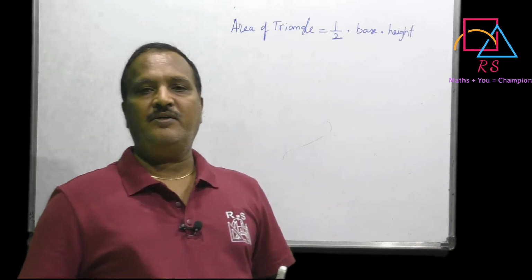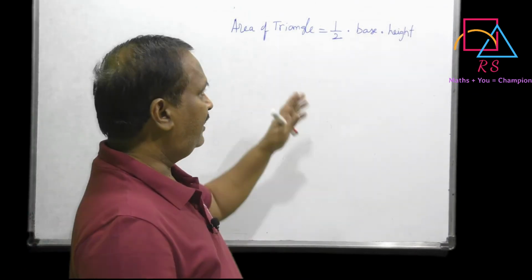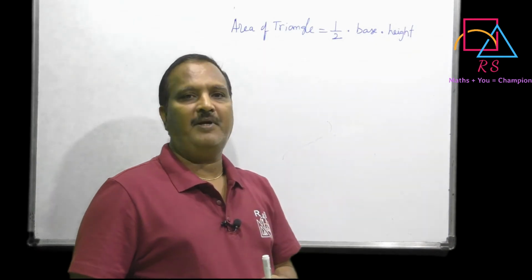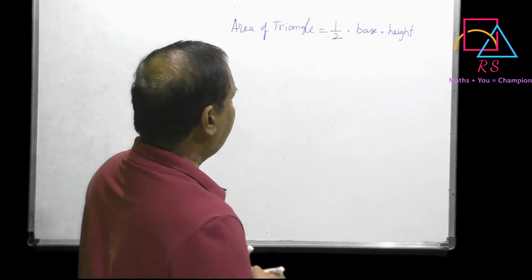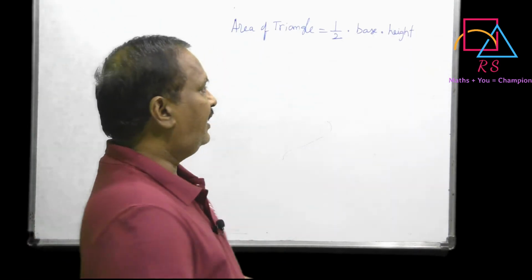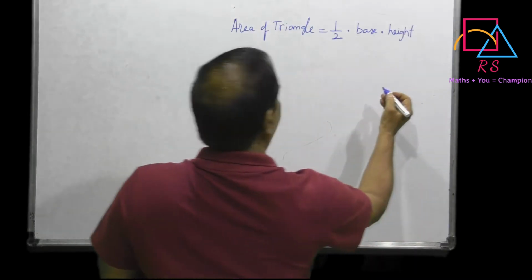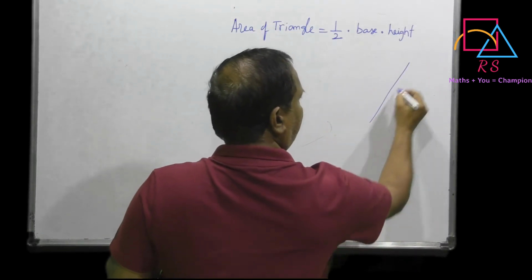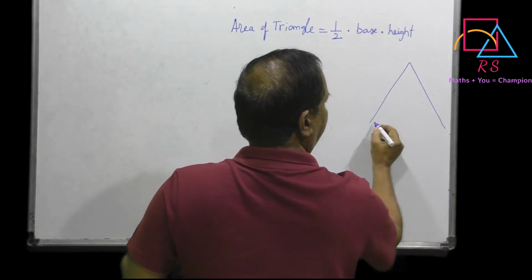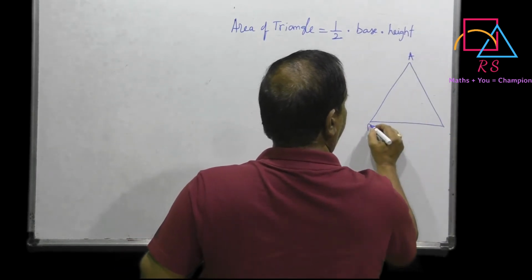If you want to find out the area of a triangle, you should use a formula. This is one of the formulas. Okay, so now let us have a triangle and then we will find out the area of a triangle. So I am drawing a triangle here. ABC is a triangle.